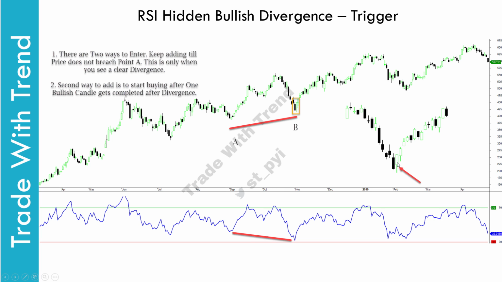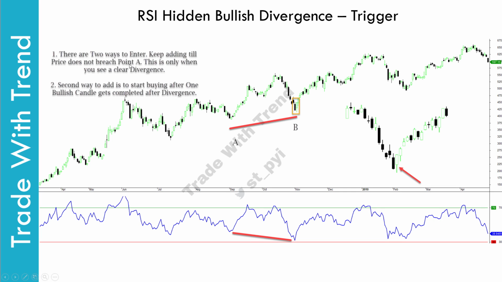Now this candle is very bullish. It has made a low which is lower than the previous candle, but it has closed very strongly. So this is where you start buying into the stock. Let me repeat: aggressive traders can buy into the dip till the A point, that is the previous swing low, is not violated, whereas conservative traders should only buy when the divergence has been made and one bullish candle is printed on the chart. I hope this particular point is clear.